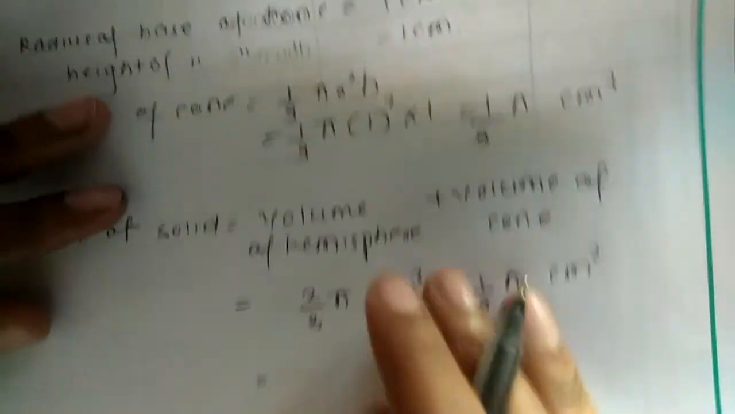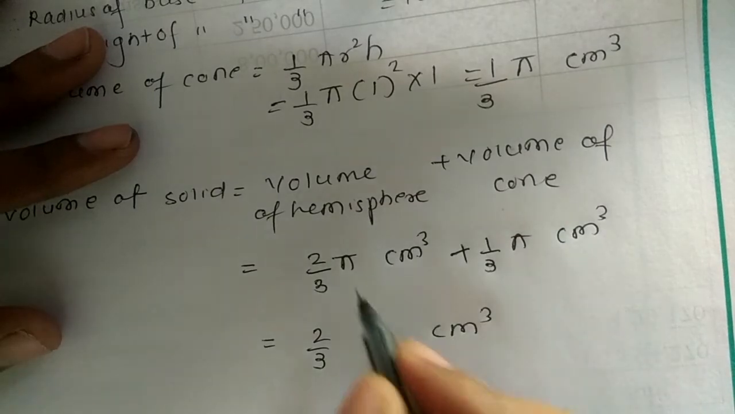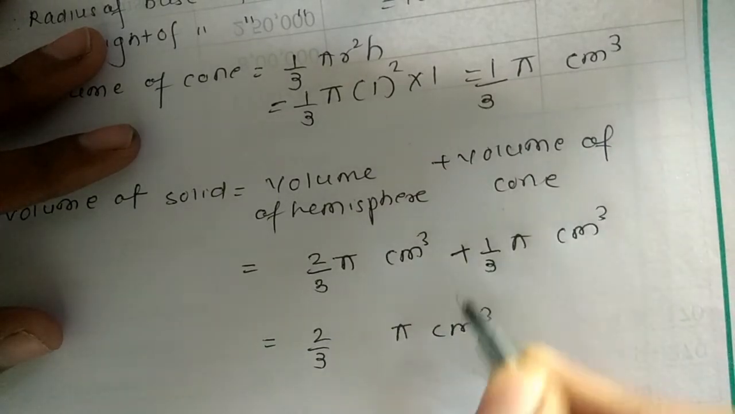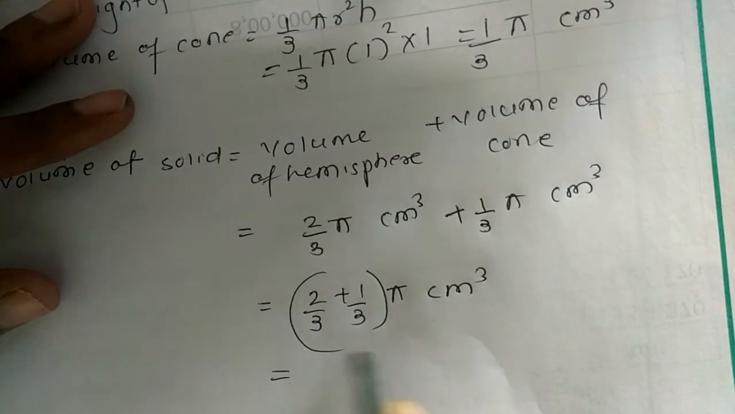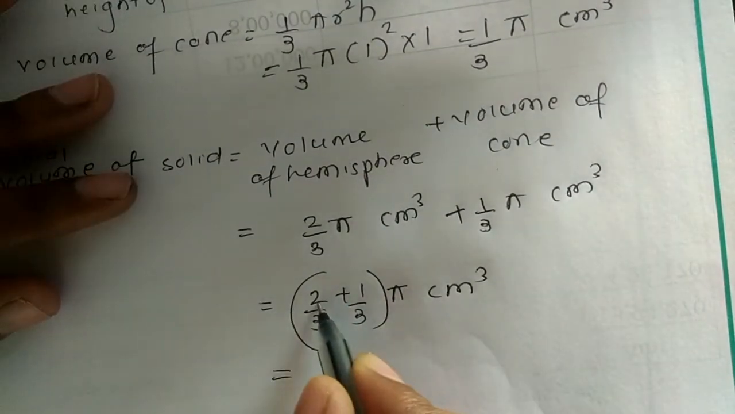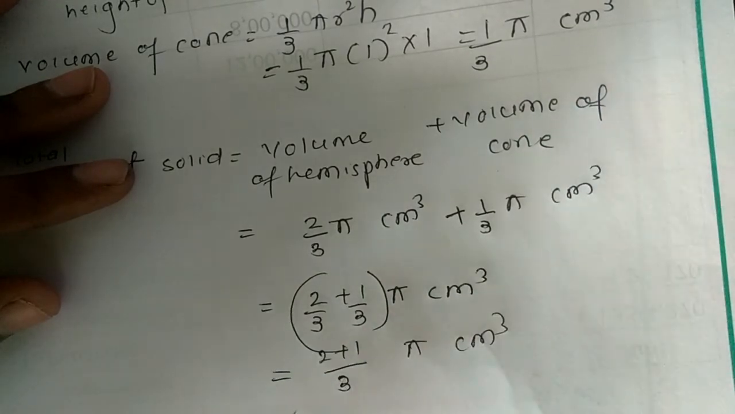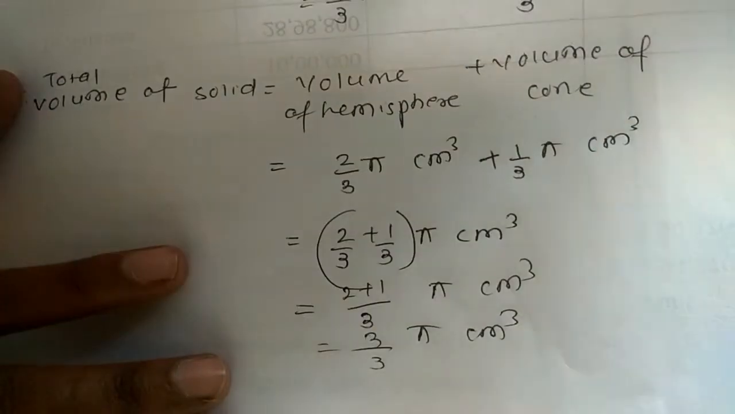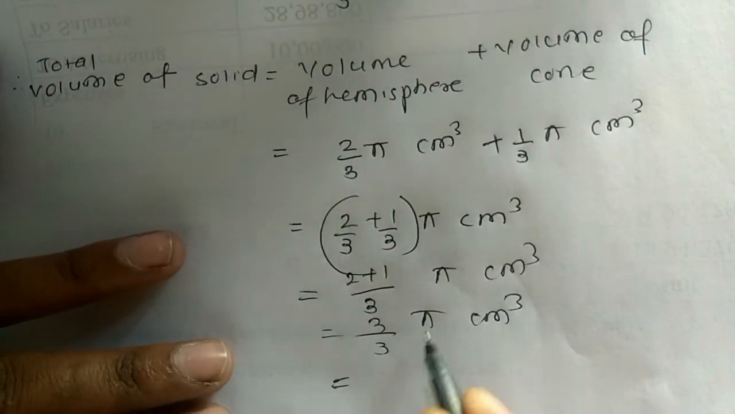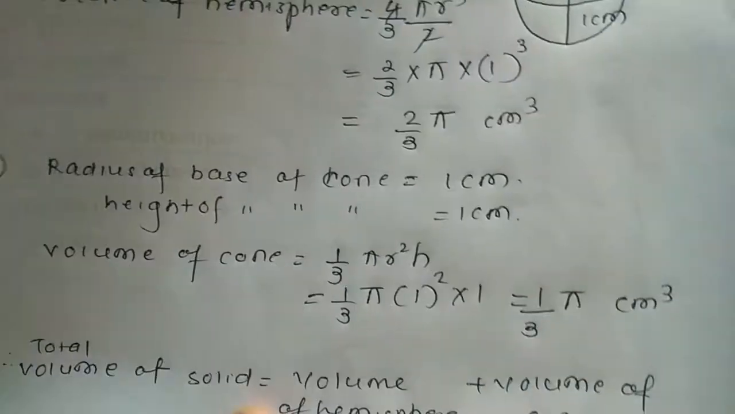Then cm cube will come as common, and 2 by 3 and pi will also come as common. 2 by 3 plus 1 by 3 we have to add. The denominator is the same, so keep 3 as it is. Then add 2 plus 1, pi cm cube. So this is 3 by 3 pi cm cube. Finally you'll get 1, and 1 into pi is pi. So pi cm cube.